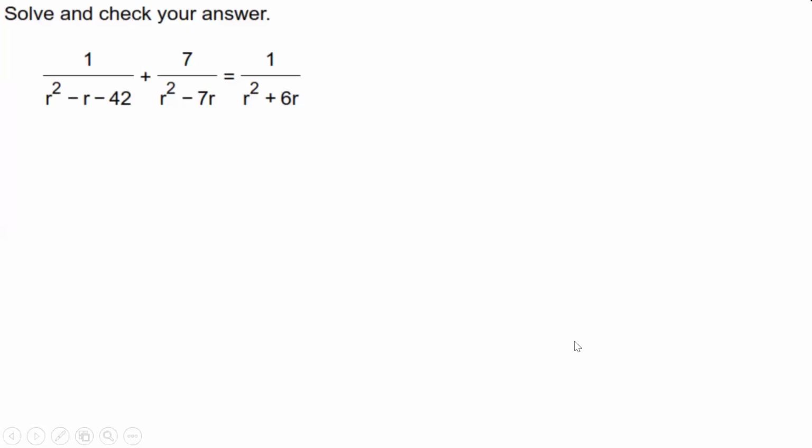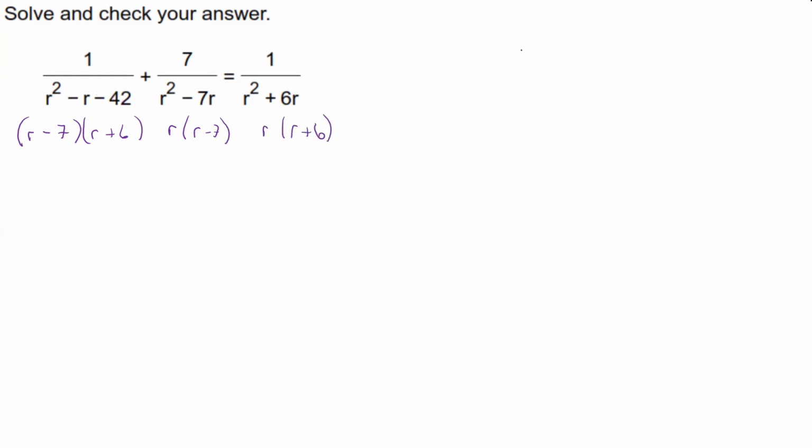All right, what about here? Well, it looks like probably we're going to have to factor each of the denominators to make it simplified. So this one is going to give us what? Well, it's going to be r, and we need a bigger negative, so it's going to be r minus 7 and r plus 6, because 7 times 6 is 42. Here, if we factor out an r, we have r minus 7. Here, if we factor out an r, we have r plus 6.